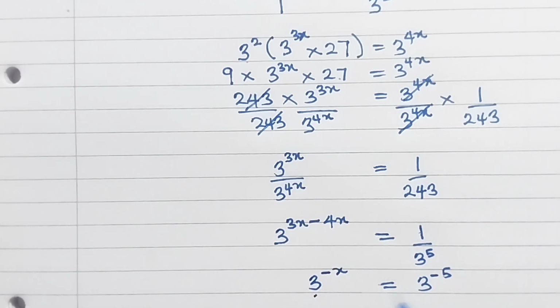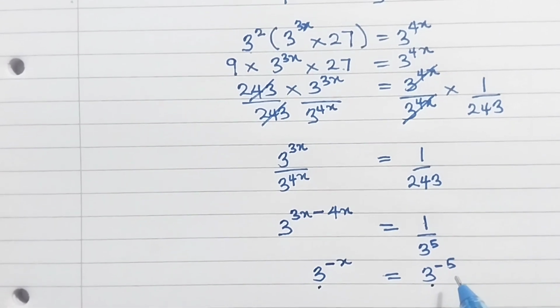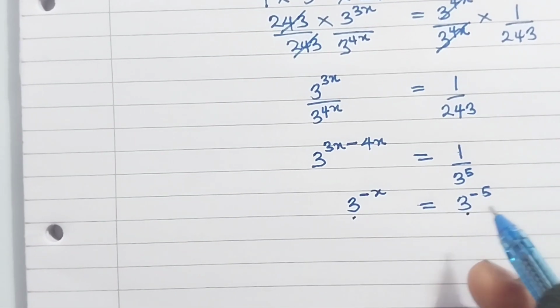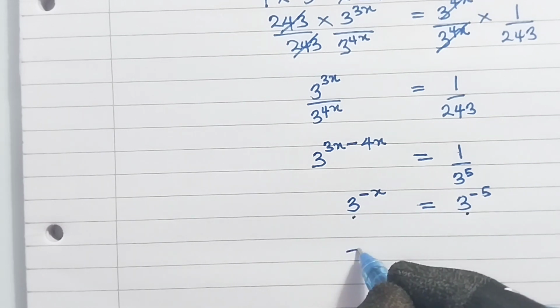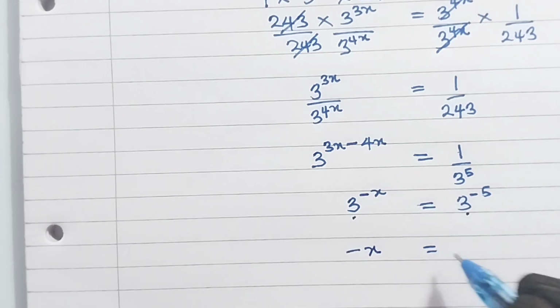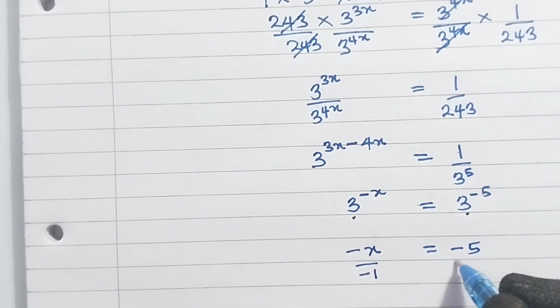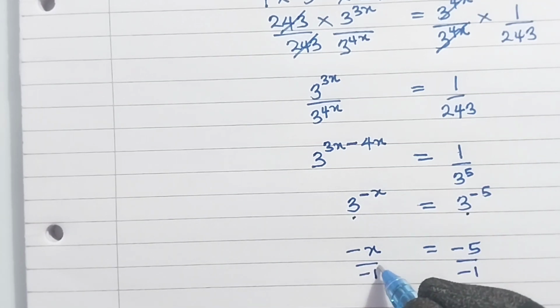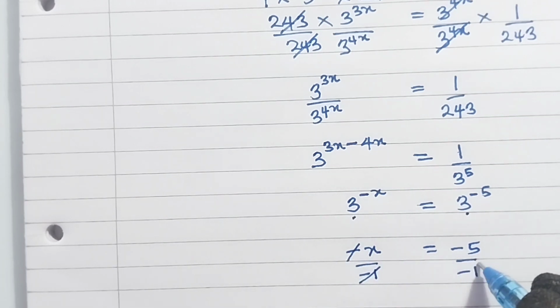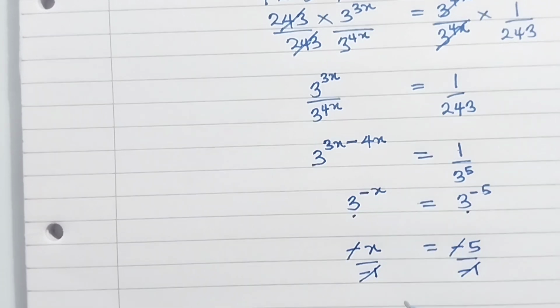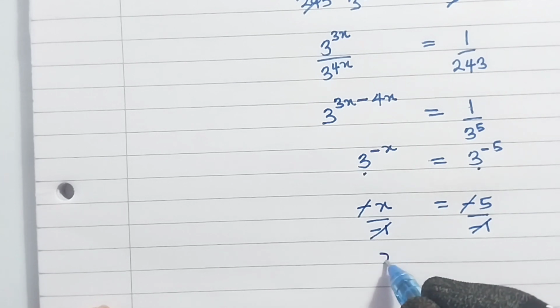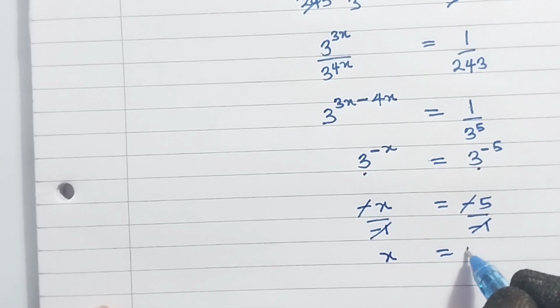So because the bases are the same, we can go ahead and equate the powers. So by equating the powers now, I have minus x is equal to minus 5. Divide both sides by minus 1. This negative cancels, this negative cancels. So our final answer is simply x is equal to 5.